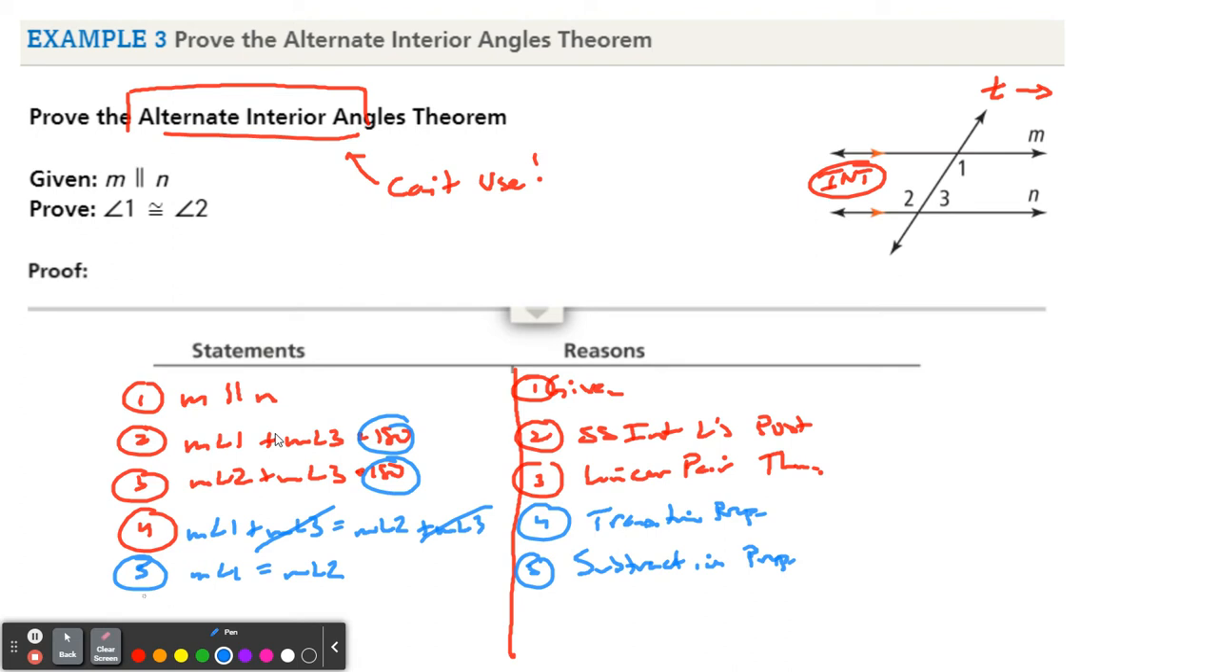And if two angles have the same measure, then by definition, they are congruent. Angle 1 is congruent to angle 2. And again, it's the definition of congruent angles. We talked about that way back in chapter 1, in topic 1. If two angles have the same measure, then they're congruent. And this is a way to prove the alternate interior angles theorem. Notice I did not use the alternate interior angles theorem in the proof. I used same side interior angles postulate.